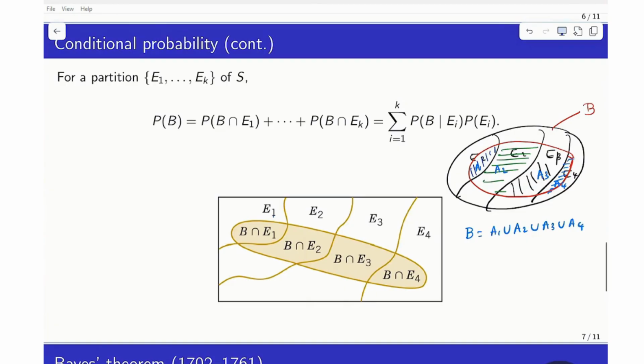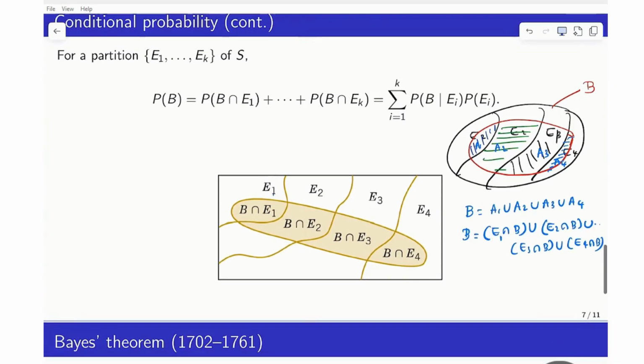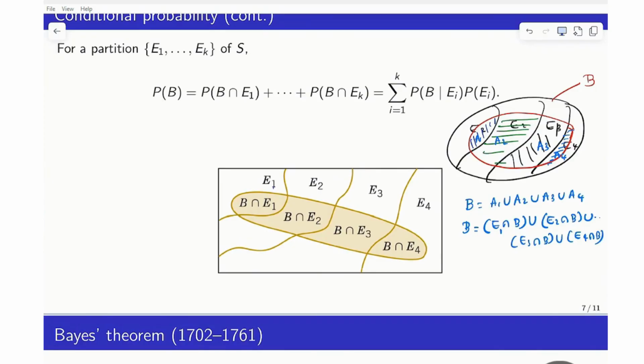So that means A1 is B intersect E1, then union E2 intersect B, and union E3 intersect B, and union E4 intersect B. So if you want to write the probability notation, the probability of B equals the probability of E1 intersect B, plus the probability of E2 intersect B, plus the probability of E3 intersect B, plus the probability of E4 intersect B.